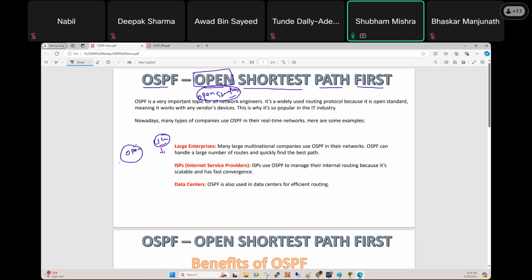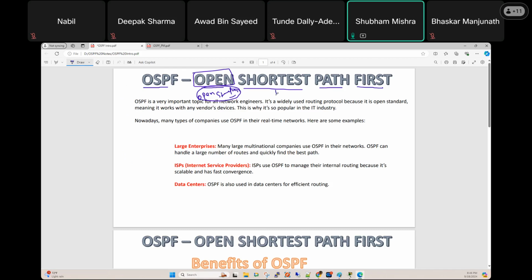And open means this is open for all vendors. On all the vendor devices you can configure this. Getting my point? So that is called open. I hope now everyone understands the difference between open and Cisco. Done? Yes. So the first point is open. Open means this is the open standard.